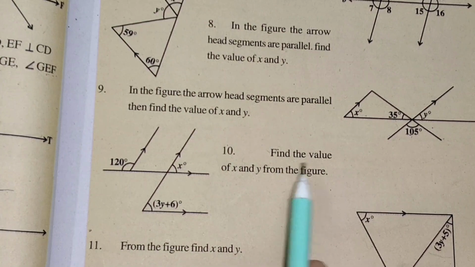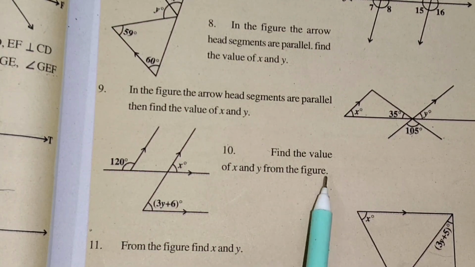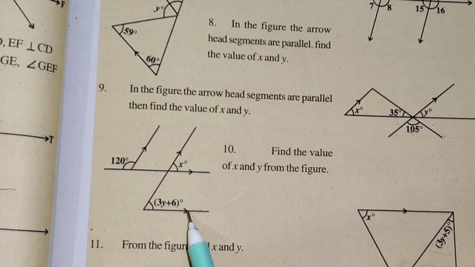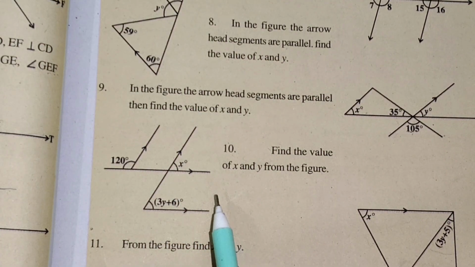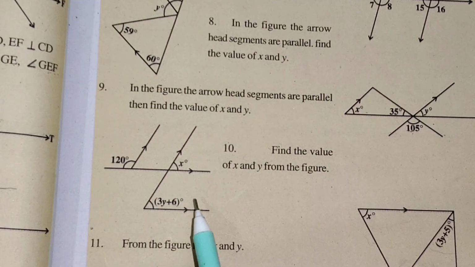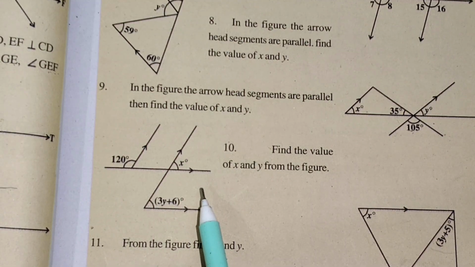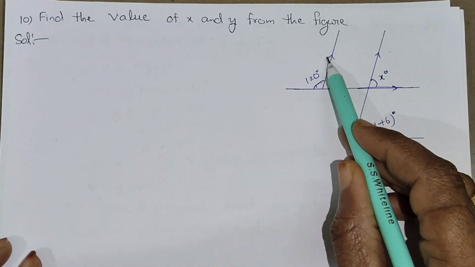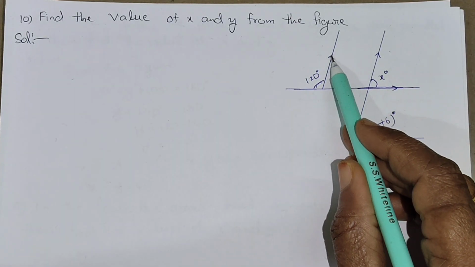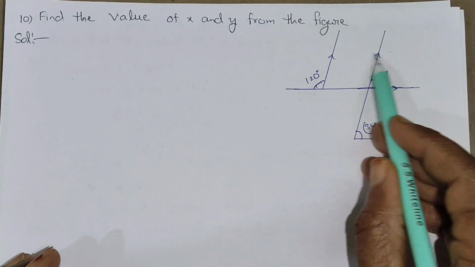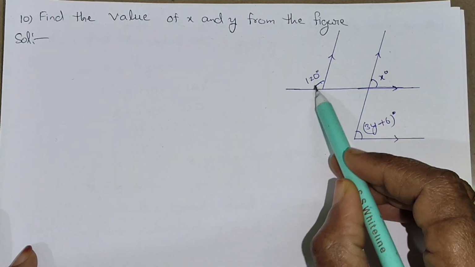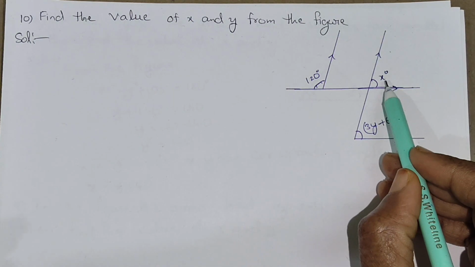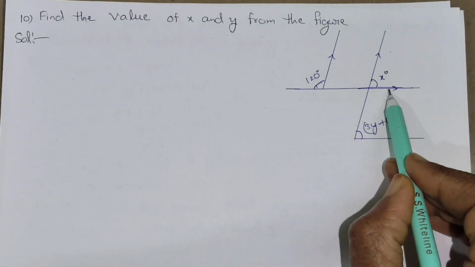Now 10th question: find the value of x and y from the figure. So here these two are the parallel lines. So we find the x value, and here y is there. We find the x and y values. Here we observe the diagram. These two arrow segments are parallel. So here angle 120 and angle x are the exterior angles on the same side of the transversal. So here this is the transversal.